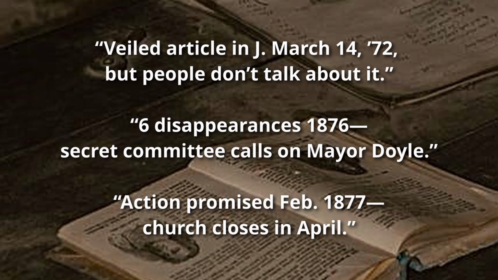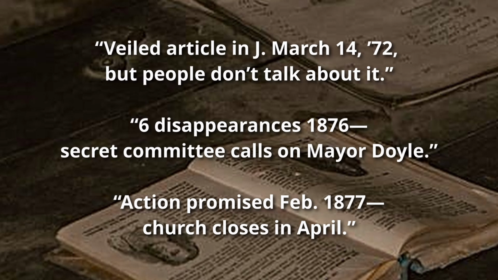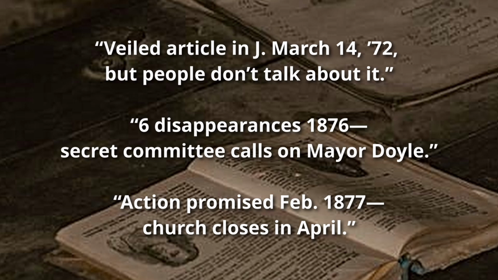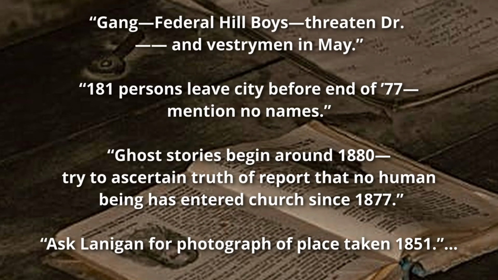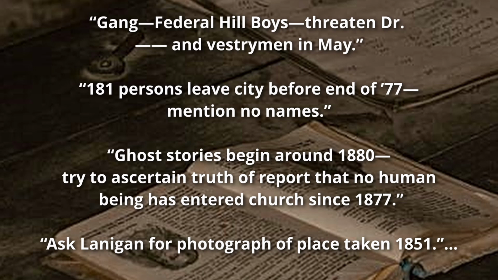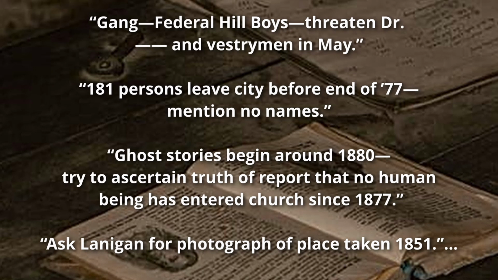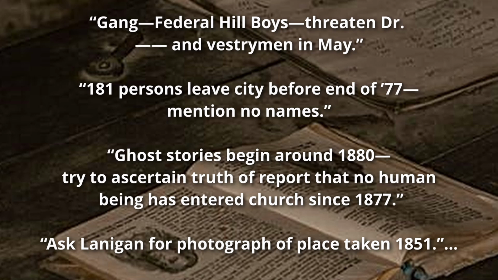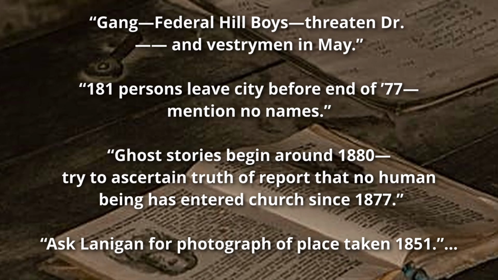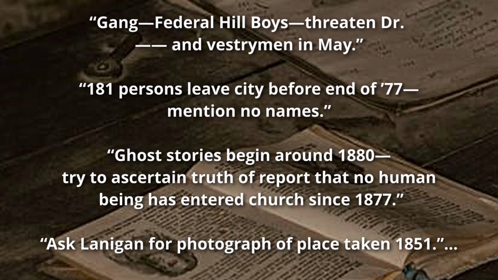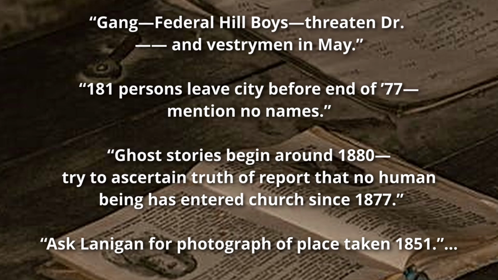6 disappearances, 1876. Secret committee calls on Major Doyle. Action promised, February 1877. Church closes in April. Gang, Federal Hill Boys, threaten doctor and vestryman in May. 181 persons leave the city before end of '77. Mention no names. Ghost stories begin around 1880. Try to ascertain truth of report that no human being has entered church since 1877. Ask Lanigan for photograph of place taken 1851.